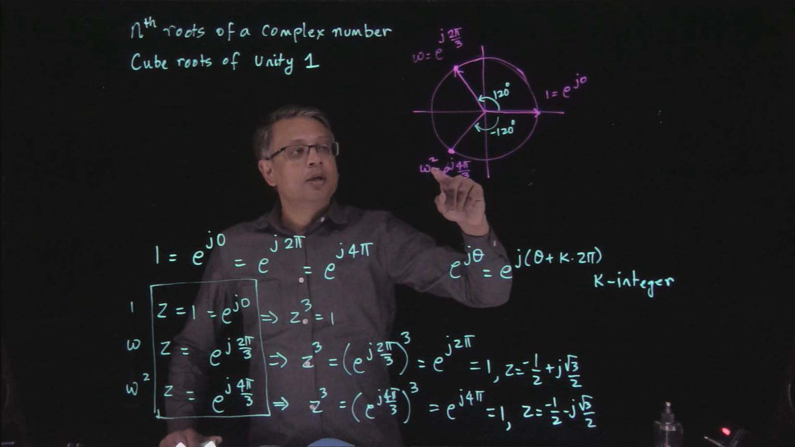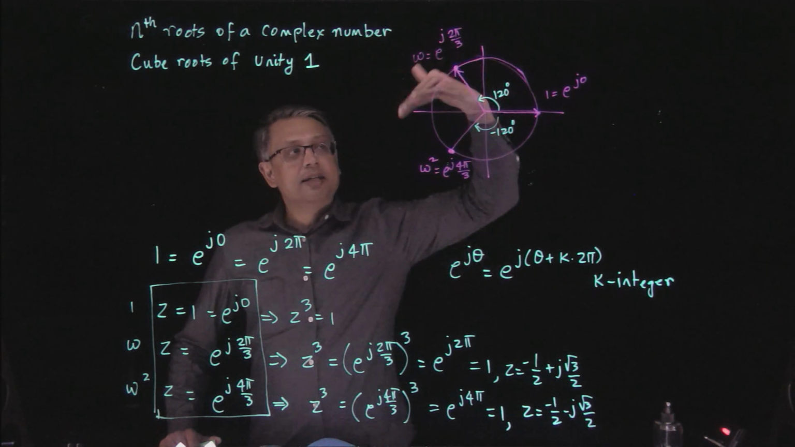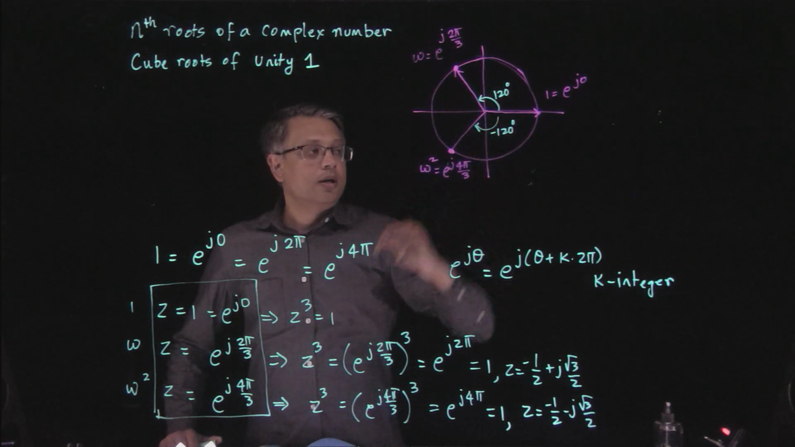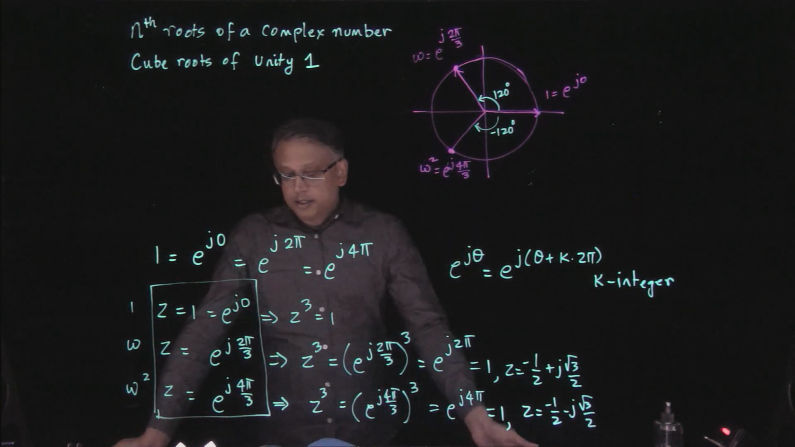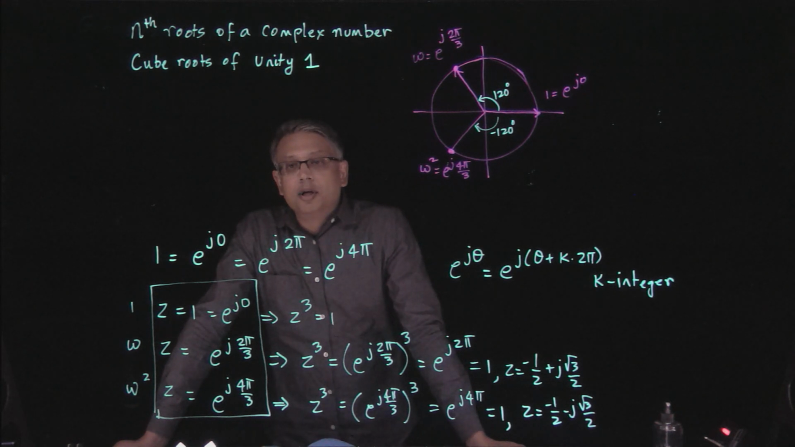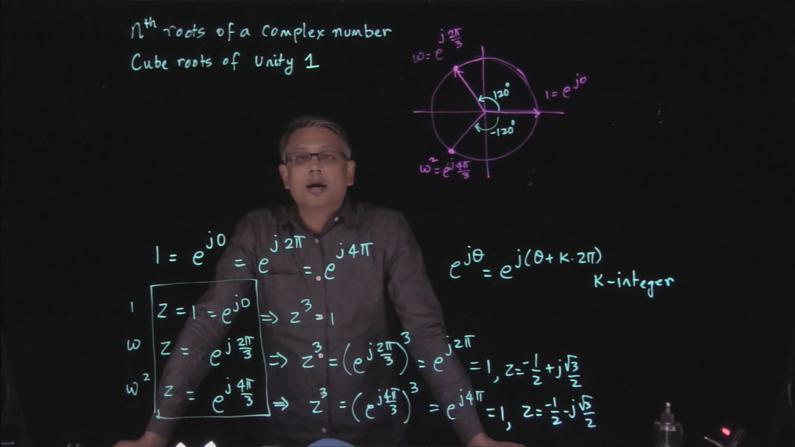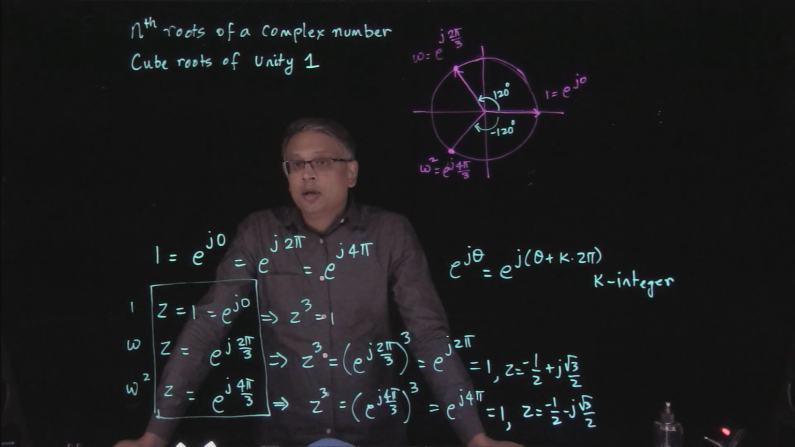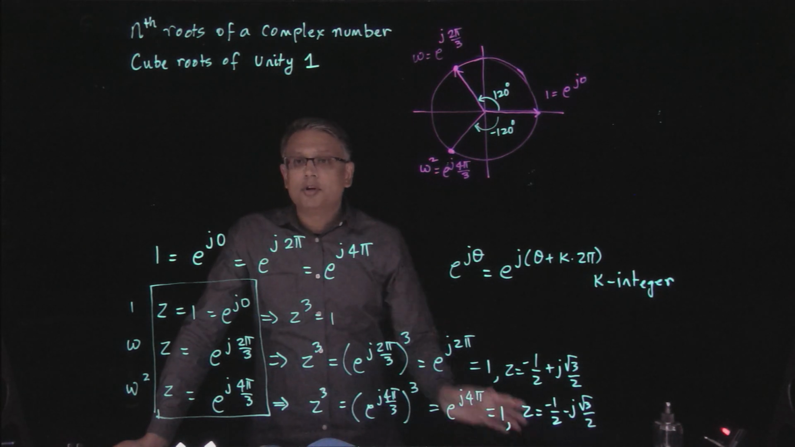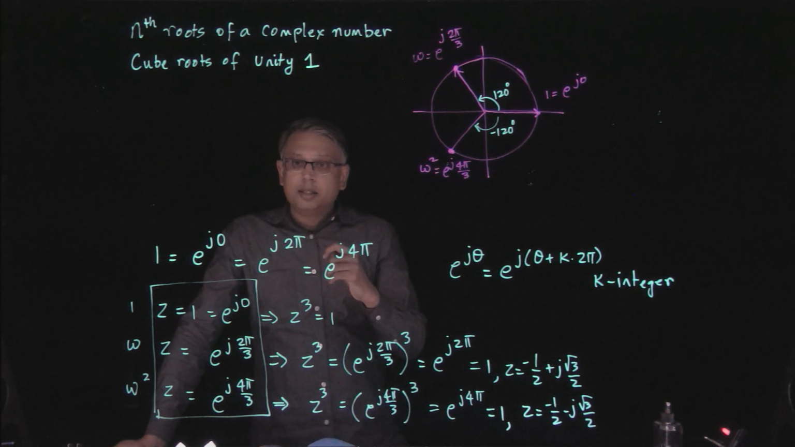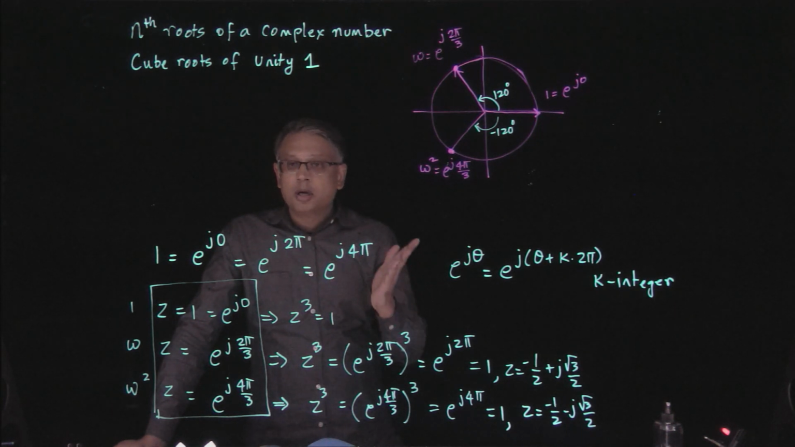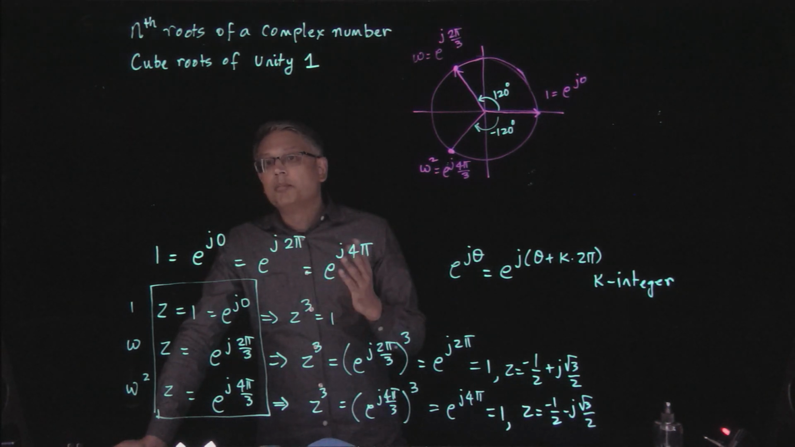Now the third root is e to the j 4 pi over 3, so this makes an angle of 240 degrees or negative 120 degrees. And you can see that these three things should be cube roots if you interpret the action of cubing them as multiplying the complex number with itself. So remember, in an earlier video, I showed that when you multiply a complex number with another complex number, you are scaling the magnitude by the magnitude of the second complex number and rotating the complex number by its angle.